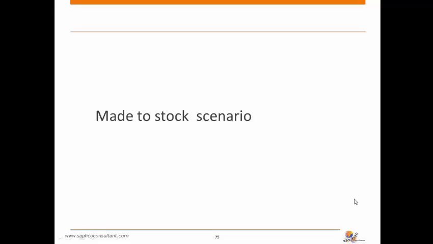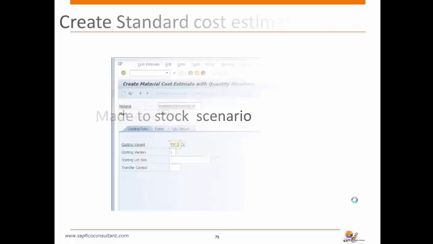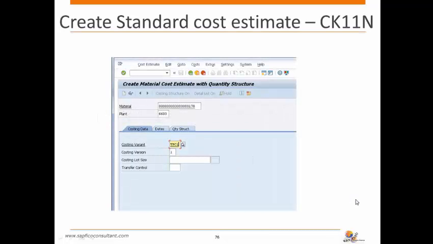Let us understand the made to stock scenario. Now, the first step in any scenario is we need to first have a standard cost estimate in place before we start the creation of the production order or anything else. So the first step is for the material, let's create a standard cost estimate.